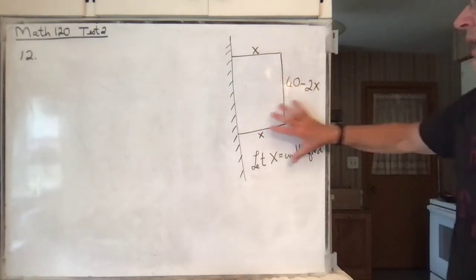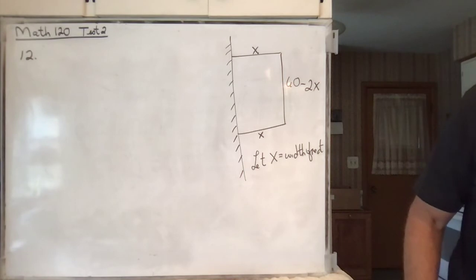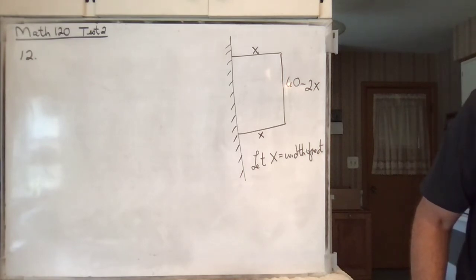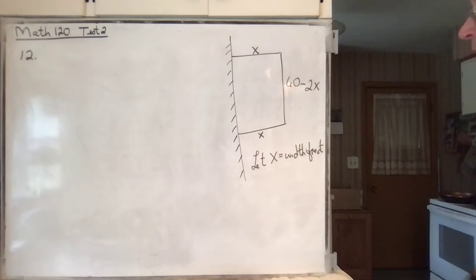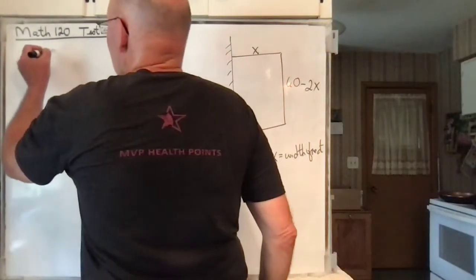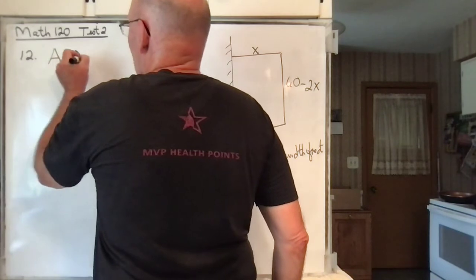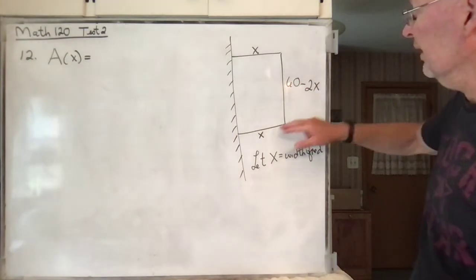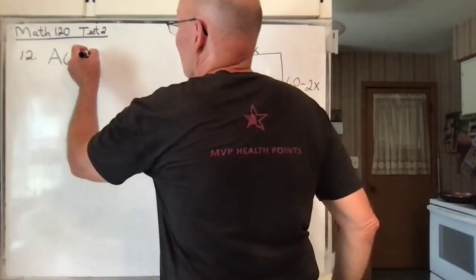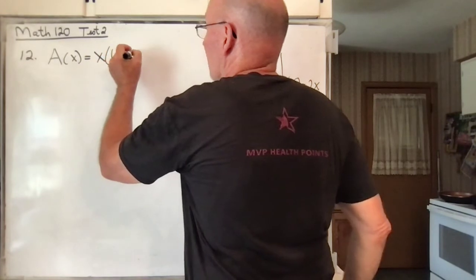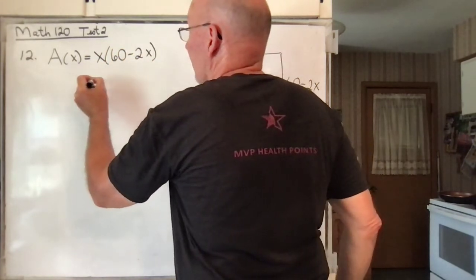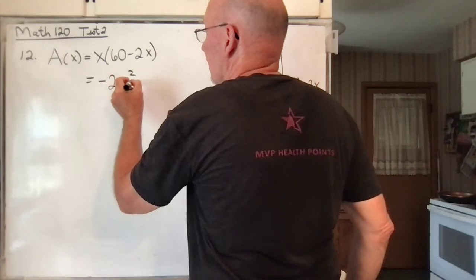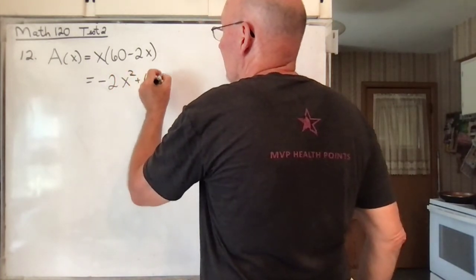So there's the area of the rectangle, and we want that to be a maximum. What's the value of x that makes this rectangle as big as possible? So first of all, the area of that rectangle, given that the width is x, is just the width times the length, right? So it's going to be x times this thing, which, if you multiply it out, is negative 2x squared plus 60x.